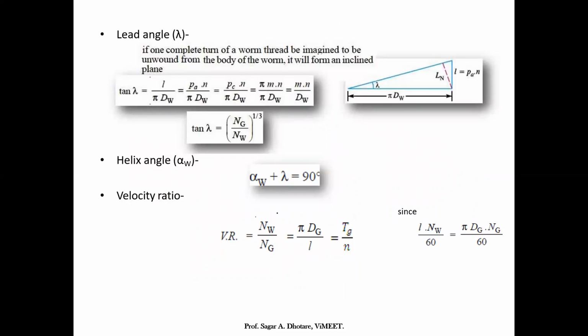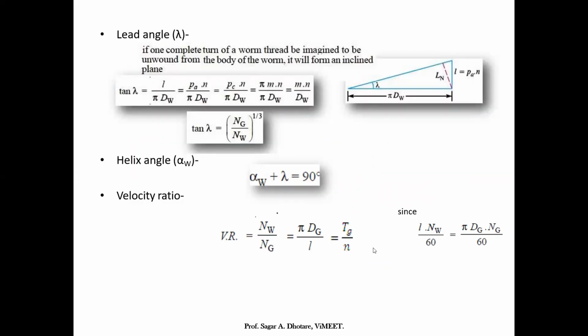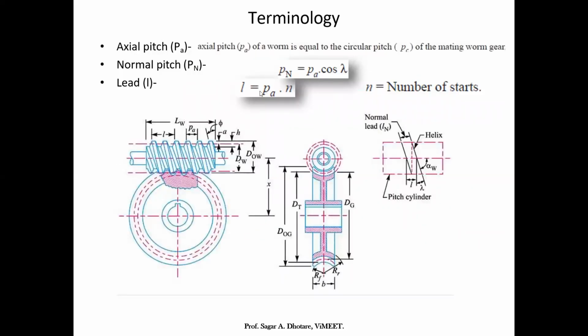Then lead angle. Lead angle is the angle made by the helix of the worm with the plane perpendicular to the axis of the worm. So here you can see the helix angle, normal angle, and the lead angle. I will just highlight that lead angle. So this one is a lead angle. This is a helix angle, because it is a normal angle. Then normal lead, that is a distance.